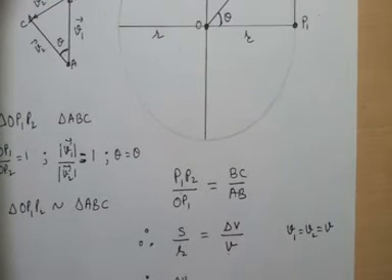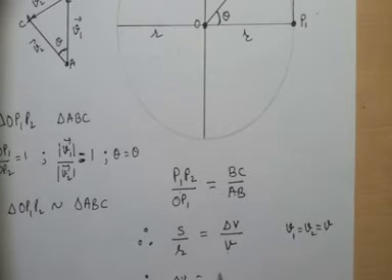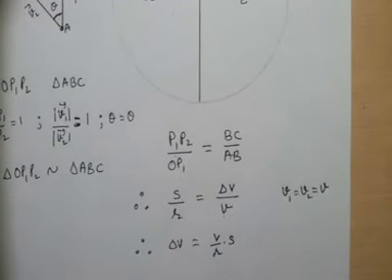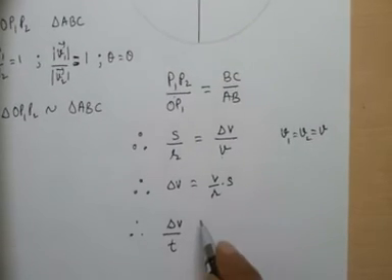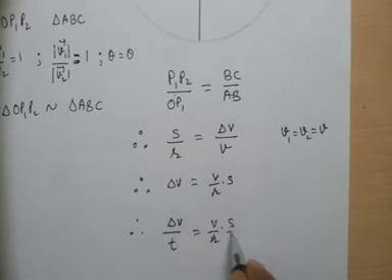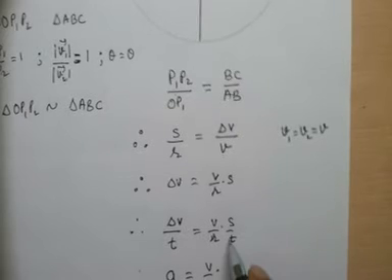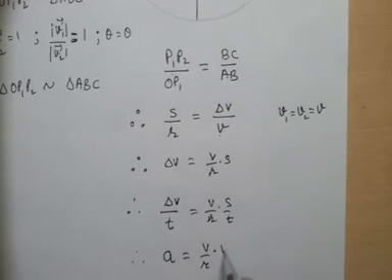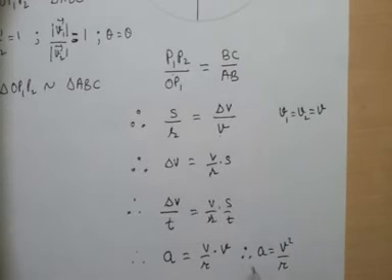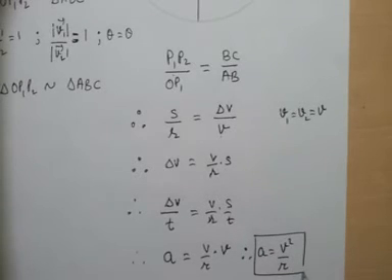Therefore, I can write delta V is equal to V upon R into S. Now, if I divide by delta T on both sides, delta V upon time is equal to V upon R into S upon T. Now, delta V by T is the acceleration because it is change in velocity upon time. So this is acceleration A, and V upon R, and S by T. What is S by T? S by T is V. Therefore, I get A is equal to V square upon R, and this is the formula for finding acceleration.